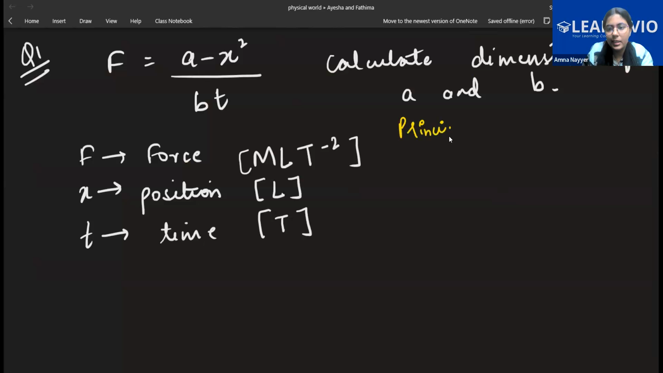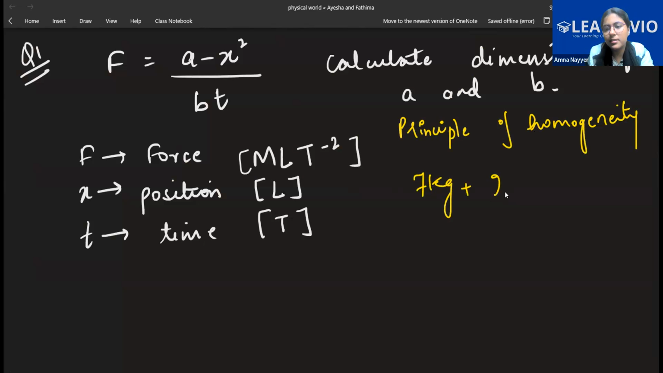Now pay attention first, both of you. Principle of homogeneity. See, if I give you a situation, if I ask both of you, what is 7 kg plus 2 centimeter? What's the answer to this? Is there any answer to this?